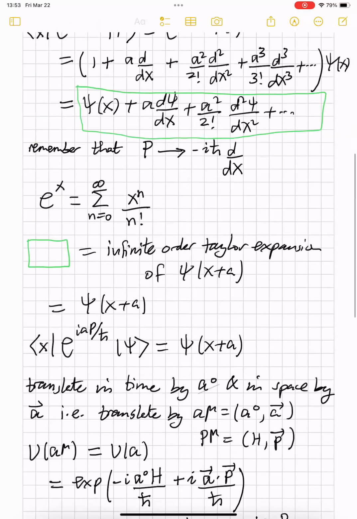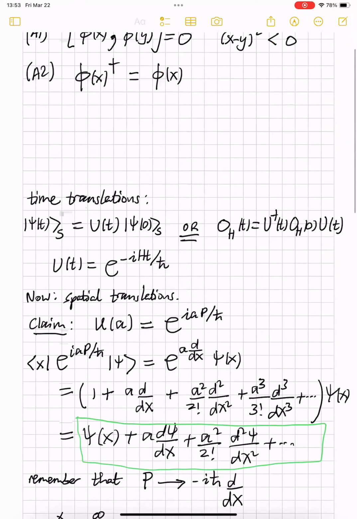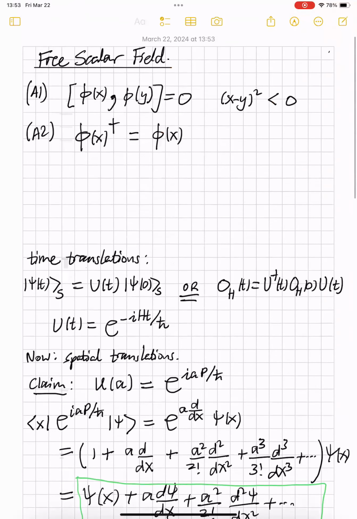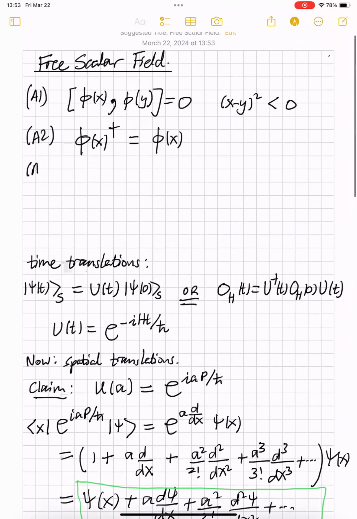Good. So now we're ready to write down our third axiom, A3. So how do we translate an operator? Well, we need U dagger, the operator U. So let's take U dagger of a, our operator, which is phi of x, and then U of a. And this will be phi of x plus a.